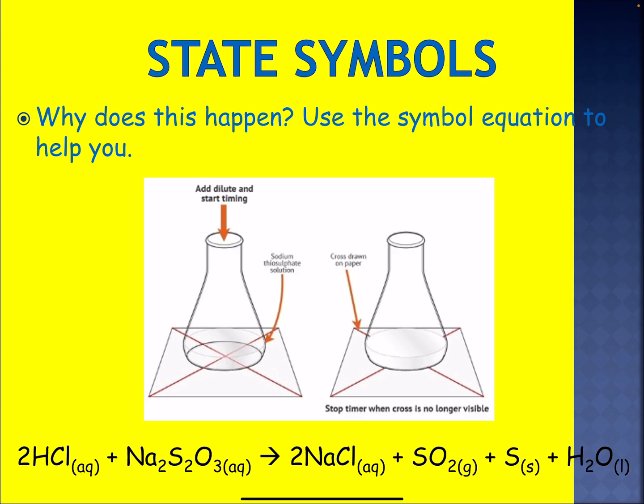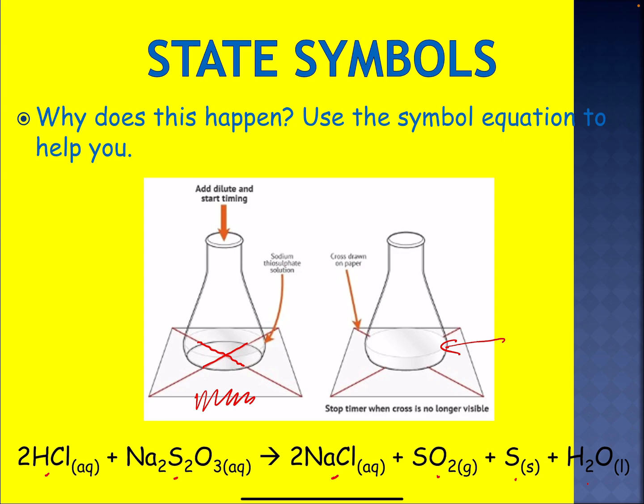Look at this one. Why does this happen? You've got a reaction between hydrochloric acid and sodium thiosulfate, which makes sodium chloride, sulfur dioxide, sulfur and water. This is where you start off. As the reaction is happening, clearly the X is visible. But as the reaction continues, the X is no longer visible. It disappears. Something has been produced that's blocking out the X.